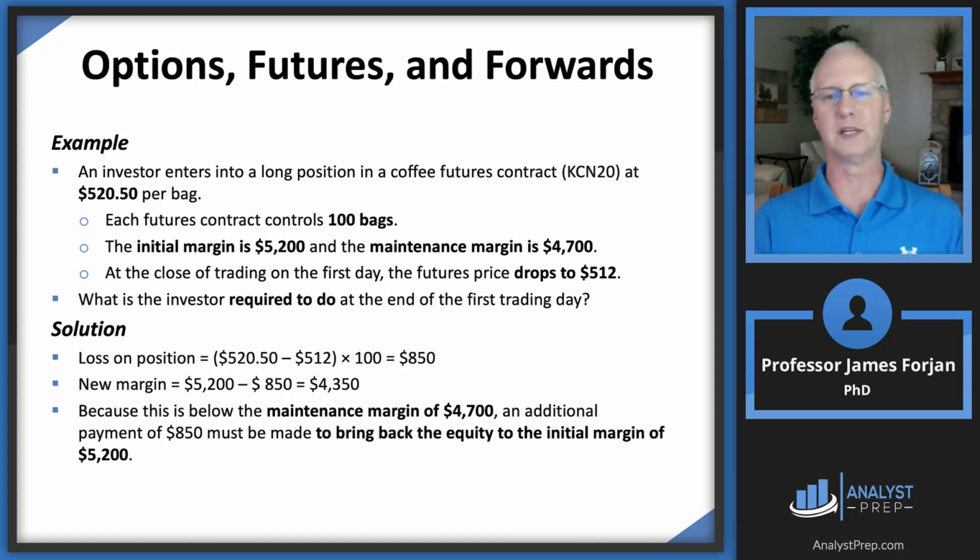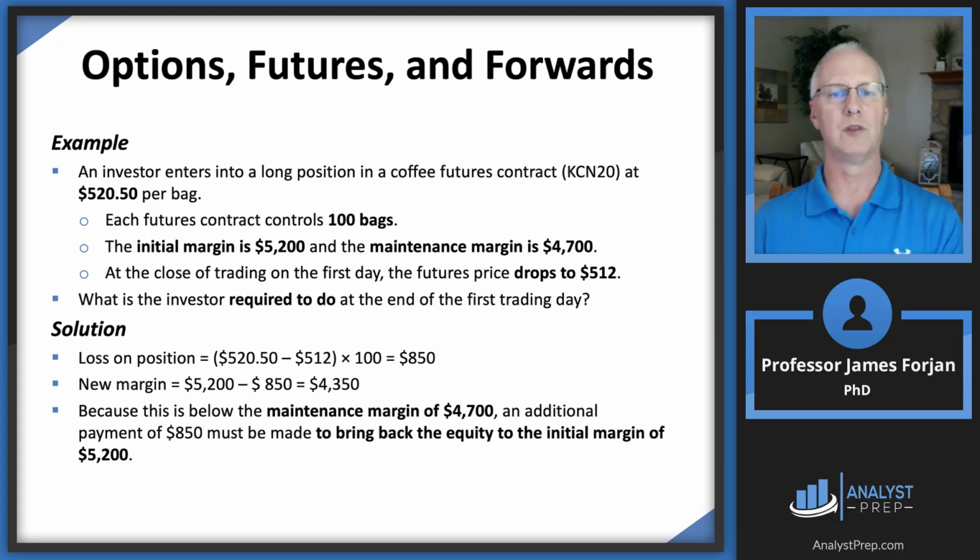It's 42,000 gallons of gasoline. It's 5,000 bushels of corn, 5,000 bushels of wheat, 110,000 board feet of lumber, et cetera, et cetera. So those terms are standardized. All right, so there's an initial margin of $5,200 and a maintenance margin of $4,700.